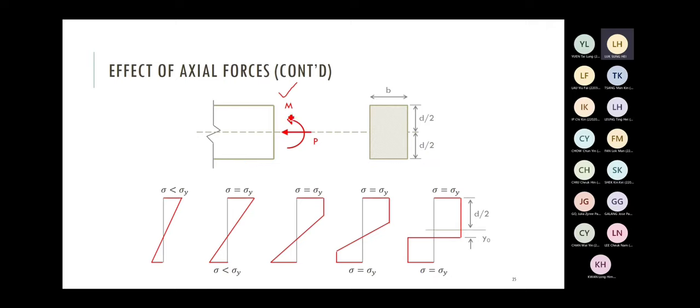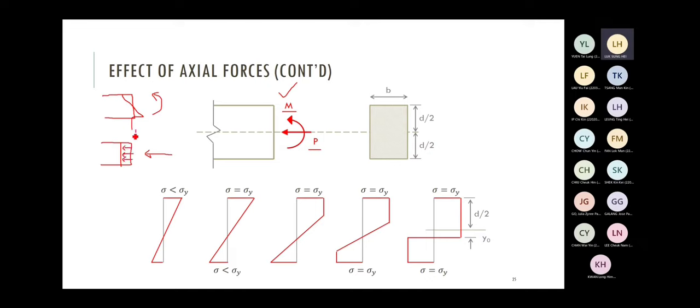Say for example, if we have bending moment, it will induce bending stress. Axial force induces some normal stress along the whole section. If you still remember in mechanics of materials, when a member is under bending, it will induce bending stress, something like this. When a member is under axial force, it will make the member under uniform compressive stress.